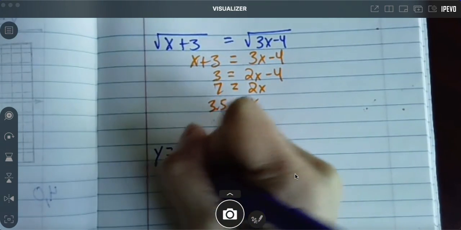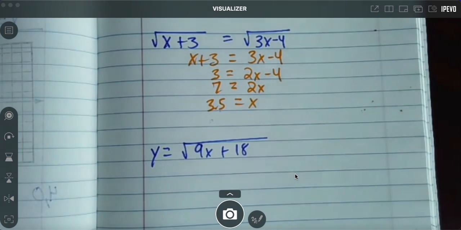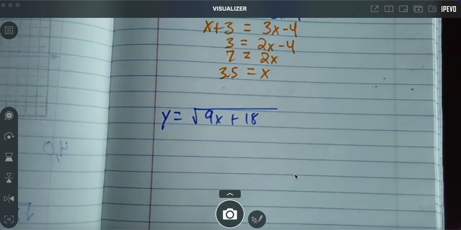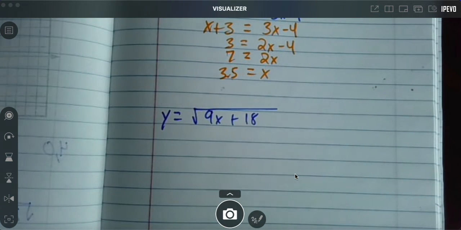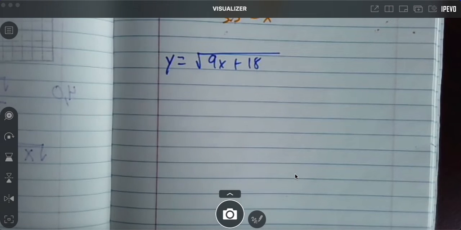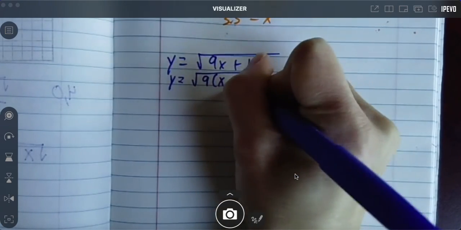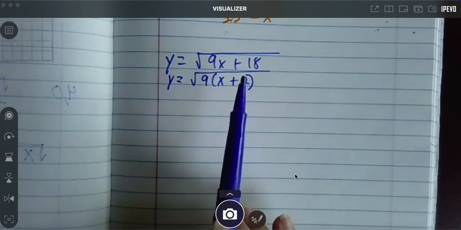The square root, y equals the square root of 9x plus 18. You'll notice, in the back, your instructions say rewrite the function to make it easier to graph. What do y'all notice? What number goes into 9 and 18? 9. And is it a perfect square? Yes. So if I rewrote it, let me just take it step by step. That would be x plus 2, right? All I did was divide the 9 out, just backwards from distributing, like factoring it out.